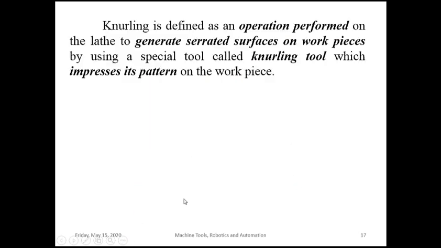Let us see what knurling is. Knurling is defined as an operation performed on the lathe to generate a serrated surface on a workpiece by using a special tool called a knurling tool, which impresses its pattern on the workpiece. Here there will be a tool called a knurling tool, and it will have some pattern on its surface, maybe a diamond pattern or a rectangular pattern. Tools with many patterns are available, and we choose the required one.